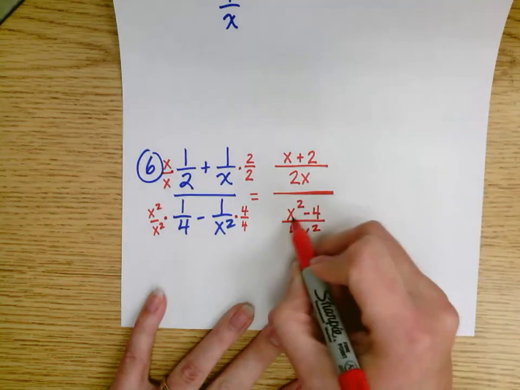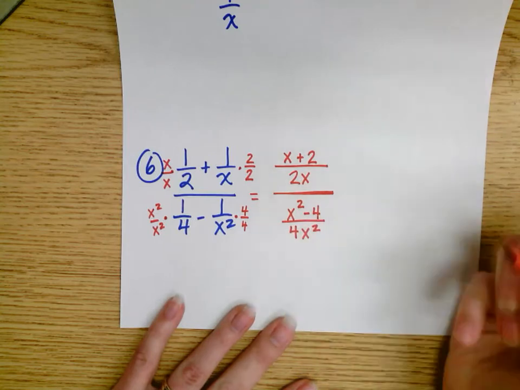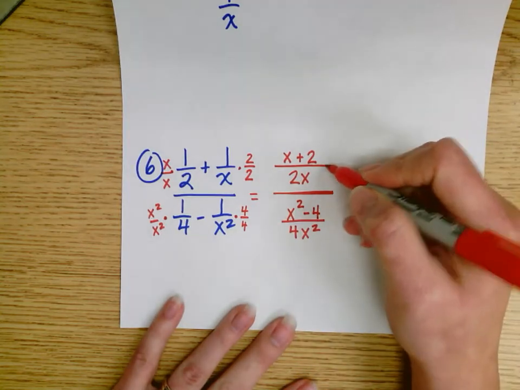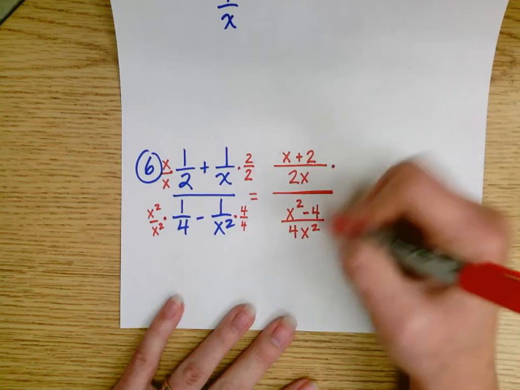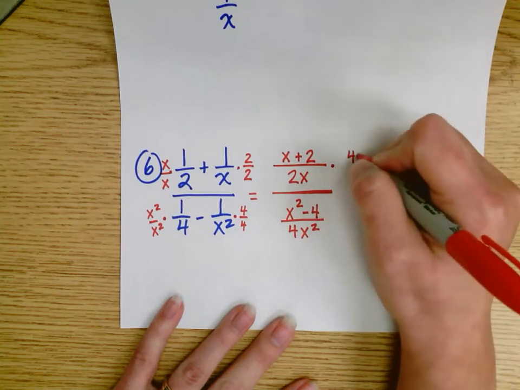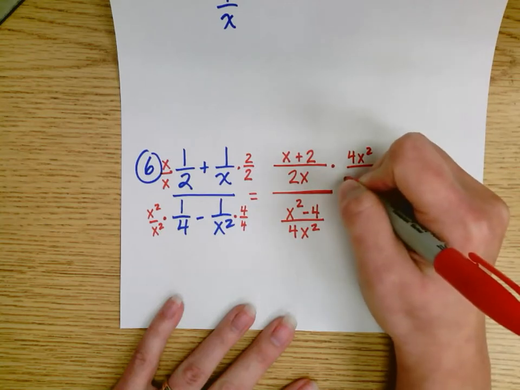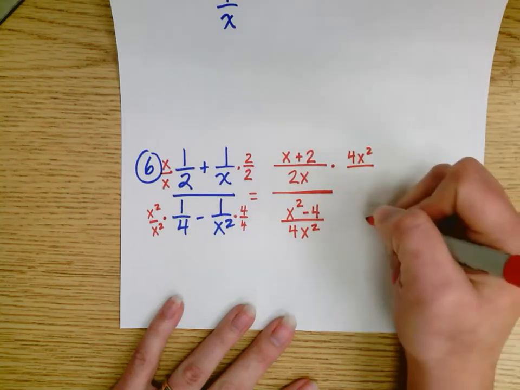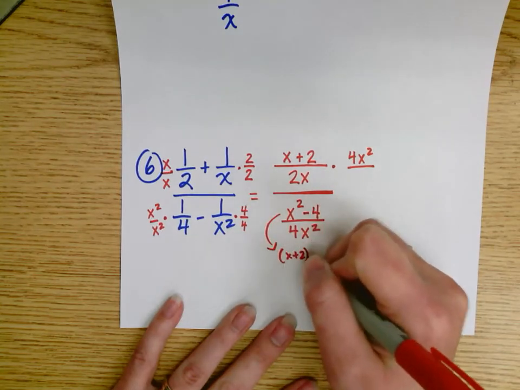Now here, I do see there's something that I can factor, so I may need to do that. But I'm going to go ahead and do my rewrite. So I'm going to keep this the same. I'm going to multiply by the reciprocal, so 4x squared over x squared minus 4. That goes ahead. Let's go ahead and factor that. So that's going to be x plus 2 times x minus 2.